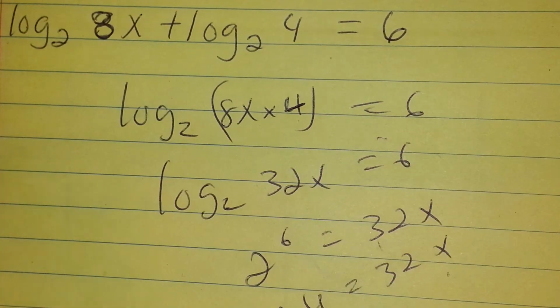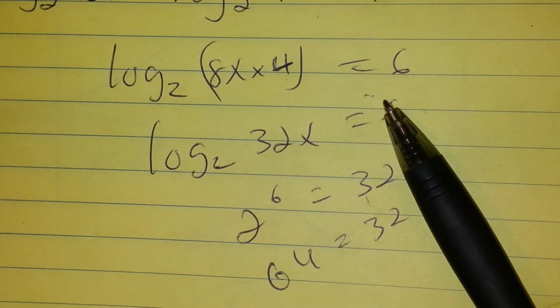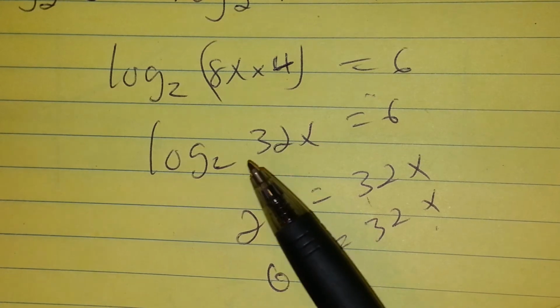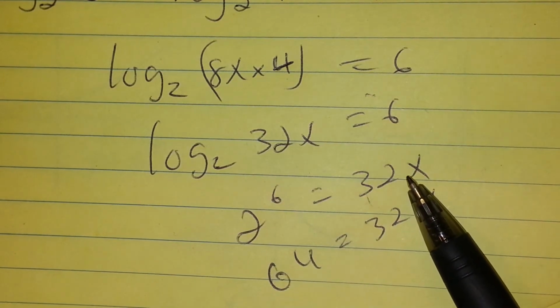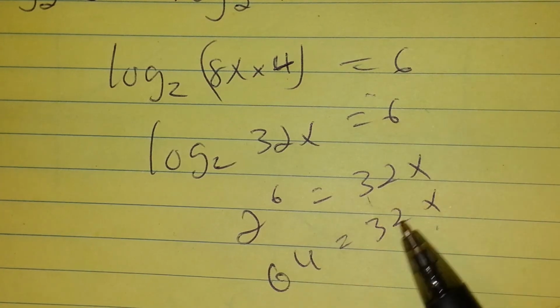And here, this is knowing from our exponential and logarithmic work we did recently. Remember, I've got a base and exponent. Rewrite this as an exponential function. 2 to the 6th power equals 32x. That's 2 to the 6th power is 64 equals 32x. x is going to be 2.